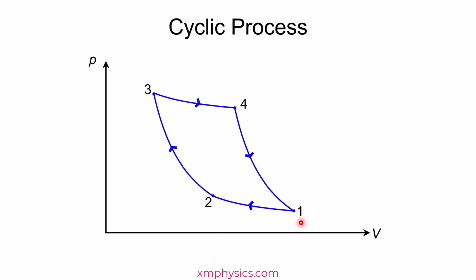We start from state 1, end up at state 2, move on to state 3, and then state 4, and then back to state 1. So if you return to the original state, you have a cyclic process. And a cyclic process will always enclose a loop.